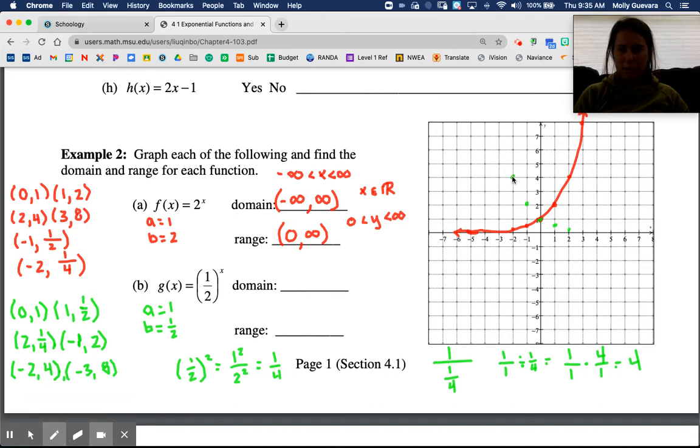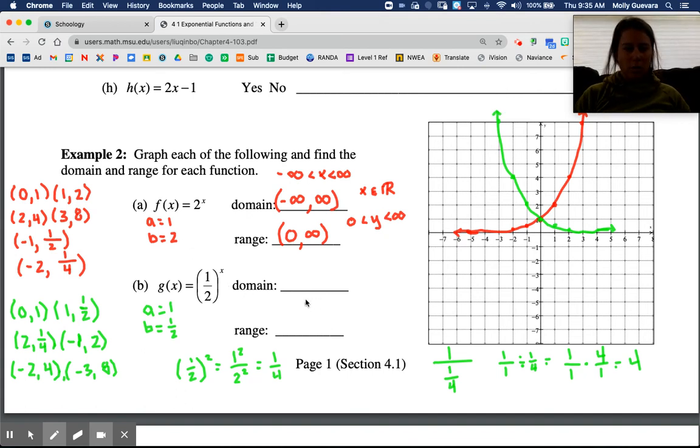Oh, I didn't graph this one. 2, 4, and then -3, 8. So it's the same graph as the red one. It's just flipped over the y-axis.